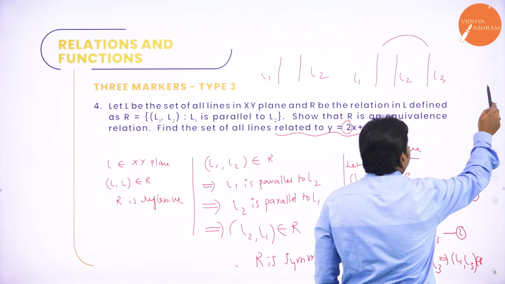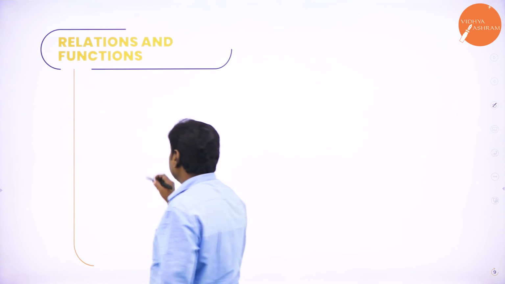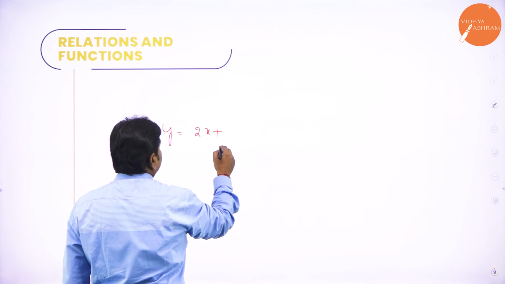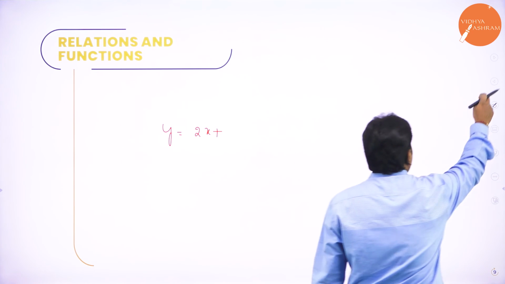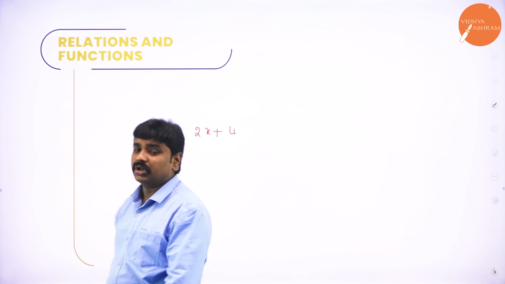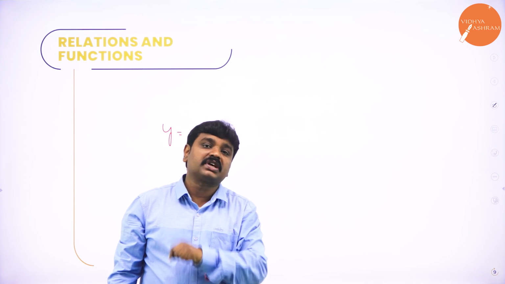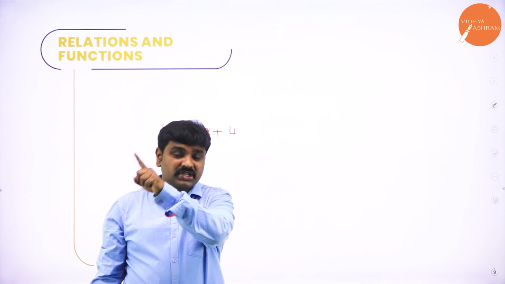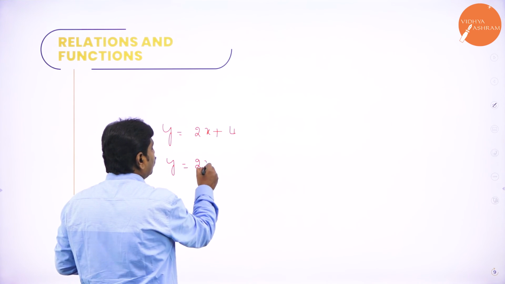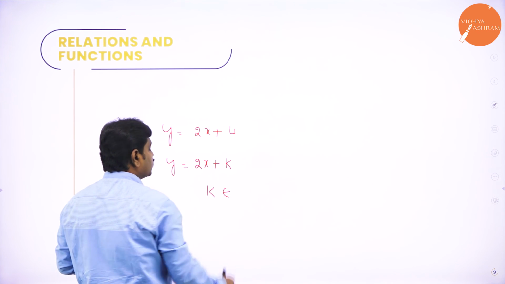So now I'll write the lines related to this. How to write the lines related to this? They gave one line, y is equal to 2x plus 4. So what are the lines related to 2x plus 4? Write the lines which are parallel to this, and if two lines are parallel, their slopes are equal. That's what you studied in first PUC straight lines. Lines related to this will be in the form 2x plus some constant. This constant is an integer.